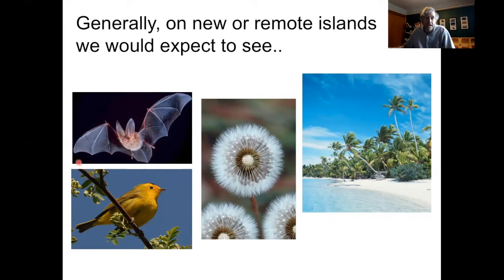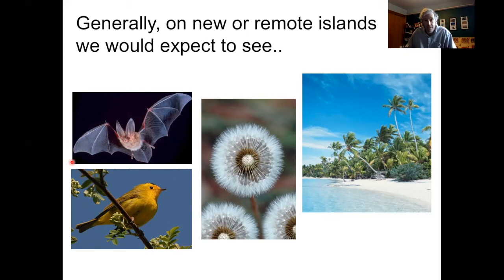When we look specifically at the type of bats or birds we expect to see, we tend to find species with what we call generalist diets. This means they are species able to consume a wide variety of different food sources, which means that when they arrive on this new island, there might be something there they can already eat.